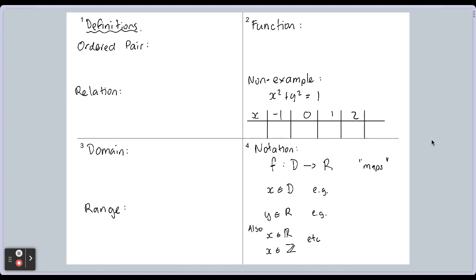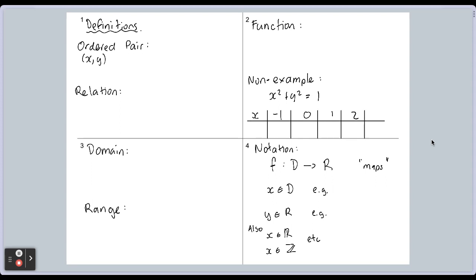Okay, so we're going to start with the definition of an ordered pair. When you see that phrase, it just means x comma y. So always an x followed by a y, okay? Always in that order. 3, 2 cannot mean the same as 2, 3. It's always in that order.